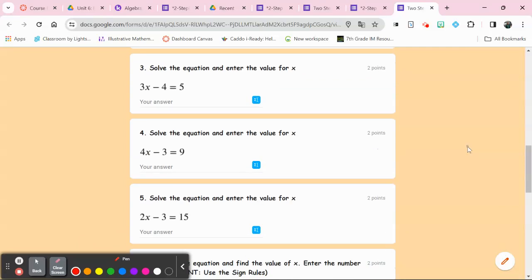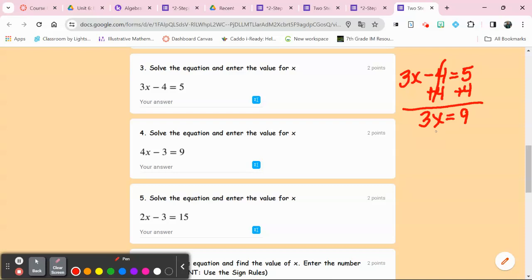All right, let's go down to number 3. On number 3, we have 3x minus 4 equals 5. Again, trying to get that x by itself. We always move the number without a letter first when there's no parentheses. The opposite of subtracting 4, or a negative 4, is plus 4. We're going to do that to both sides to keep it equal and balanced. That gives us 0 on this side, leaving us with 3x equals 9.